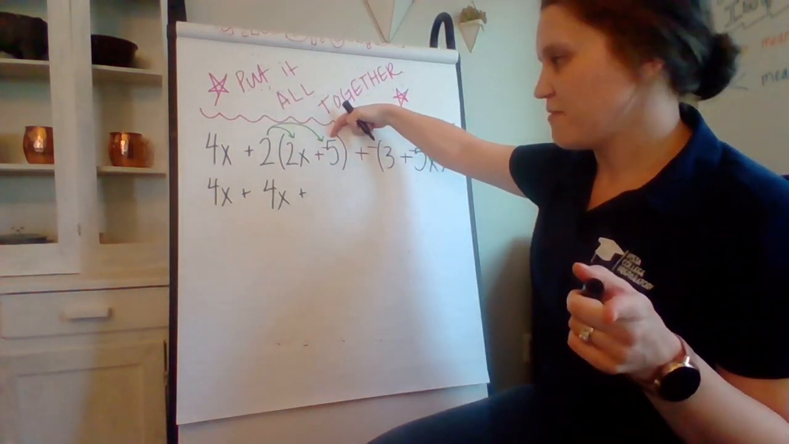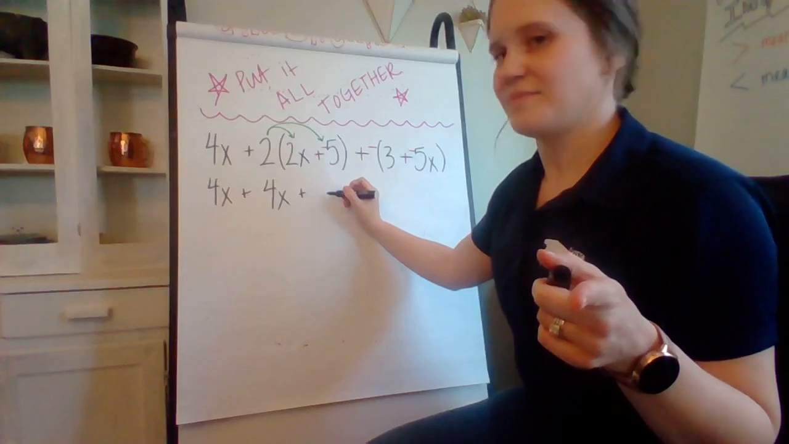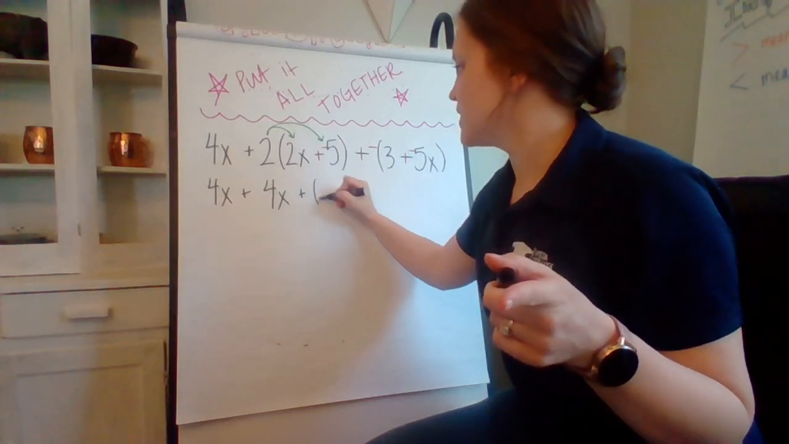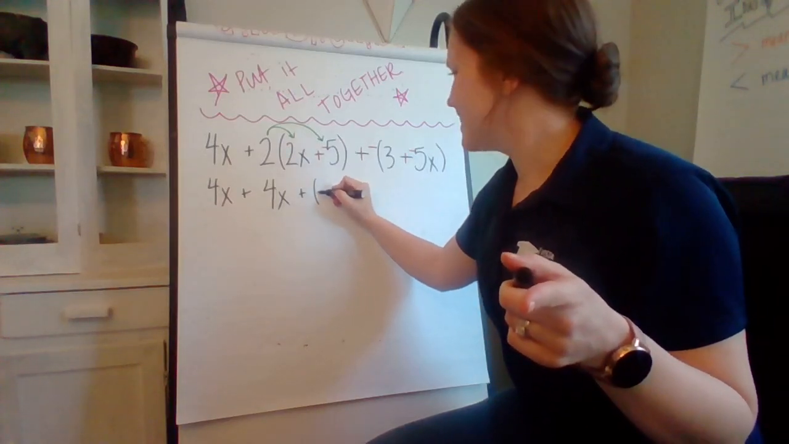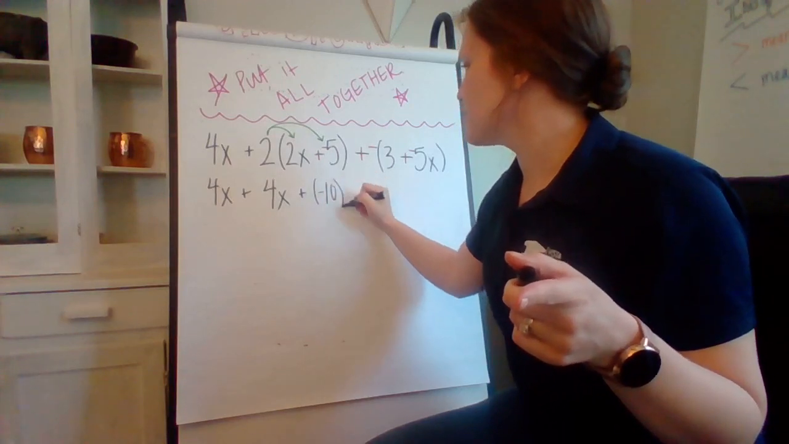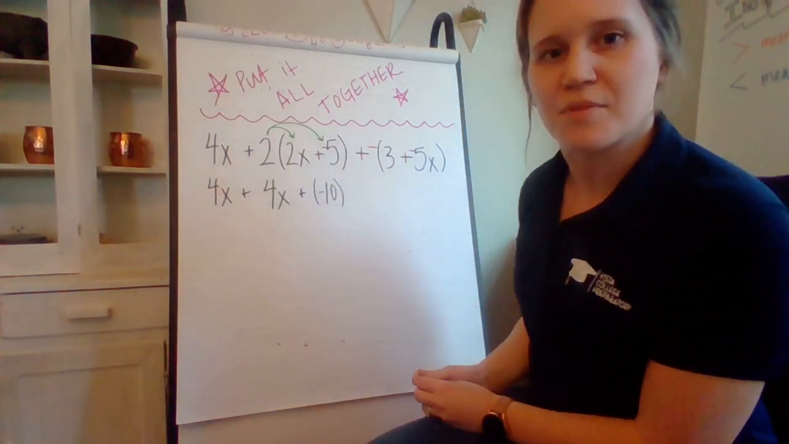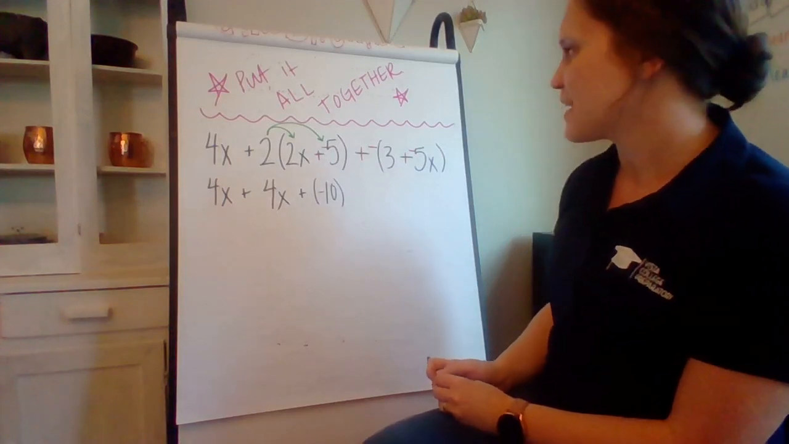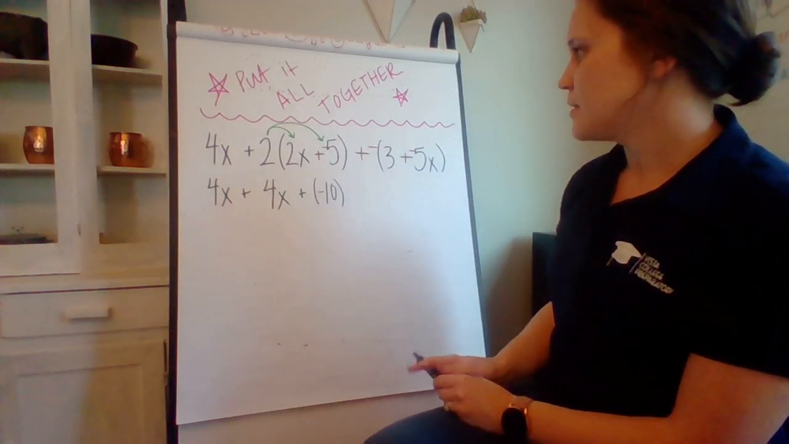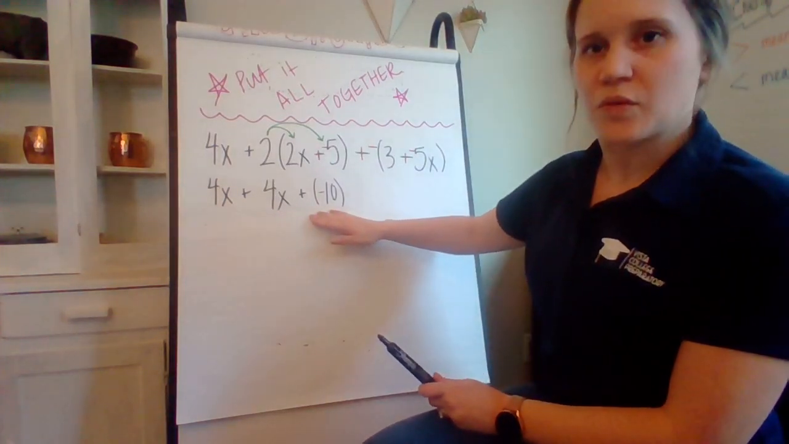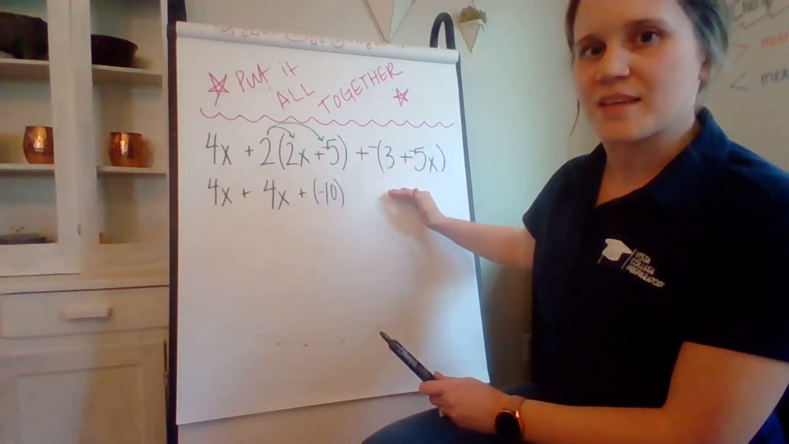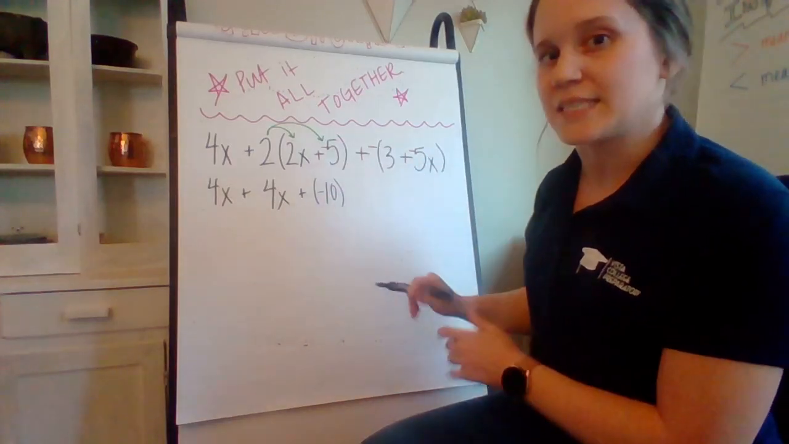What's 2 times negative 5? Did you say negative 10? Awesome. If you did, little pat on the back, nice job. You remembered that a positive times a negative is a negative. All right. So I've distributed here. Beautiful. Let's go ahead and copy this as it is, and then we'll do a second step.